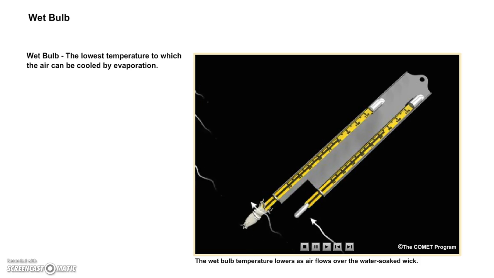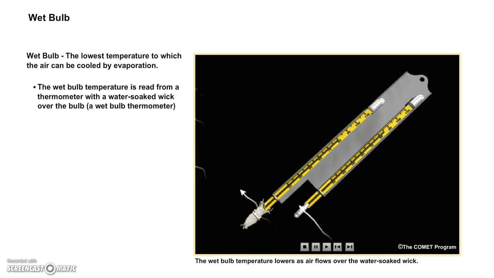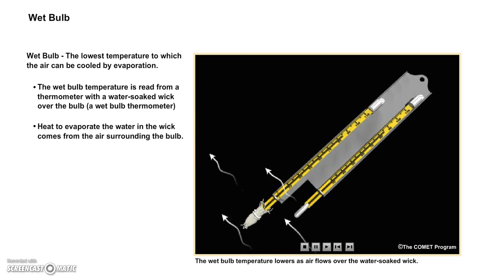The wet bulb temperature is defined as the lowest temperature to which the air can be cooled by evaporation. This is the same type of cooling you feel when you come out of a swimming pool, as heat from your skin is used to evaporate water off of it. The wet bulb temperature is read from a thermometer that has a water-soaked wick covering the bulb. As air flows over the wick, it cools as water evaporates from it. The amount of moisture in the air surrounding the wick affects the amount of cooling the thermometer measures.